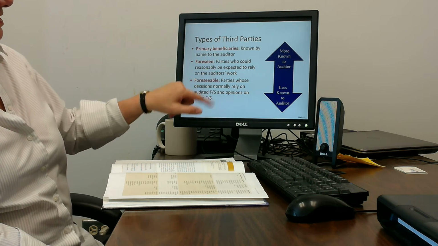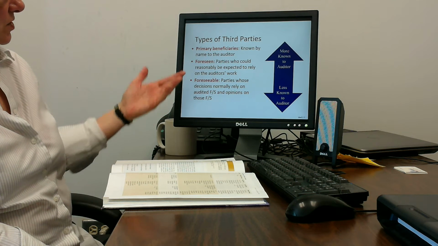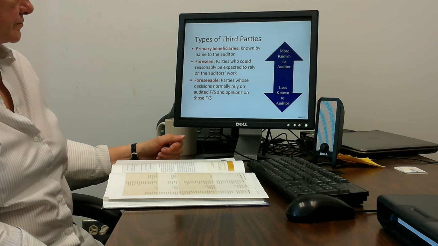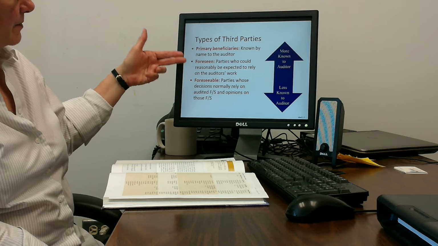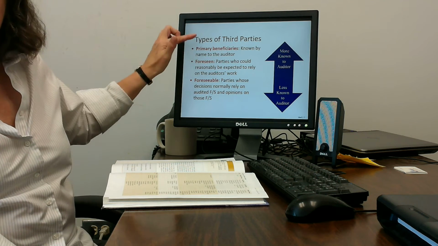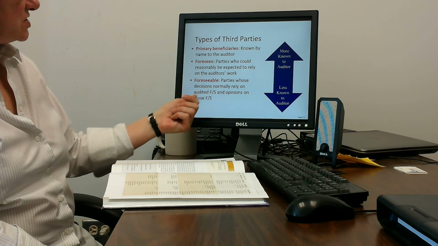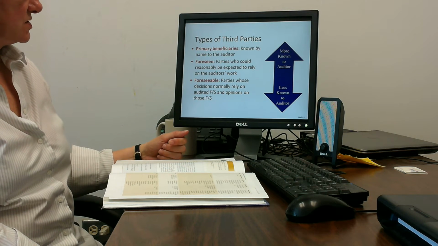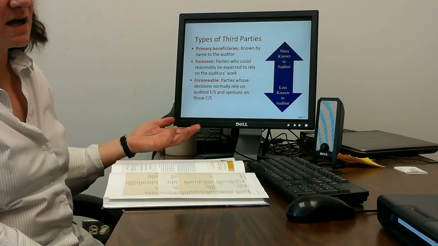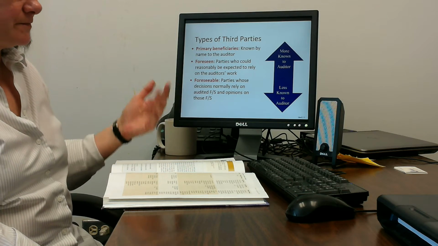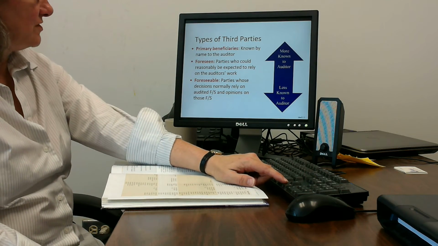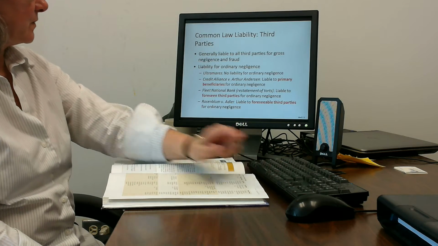Parties who can reasonably be expected to rely on the auditor's work. So, again, a bank, you know they're going to get a loan, but you don't know them by name, right? And foreseeable: parties whose decisions normally rely on audited financial statements. So you know that if people are going to buy stock in a company, they're going to look at the financial statements. You should have been able to know that.